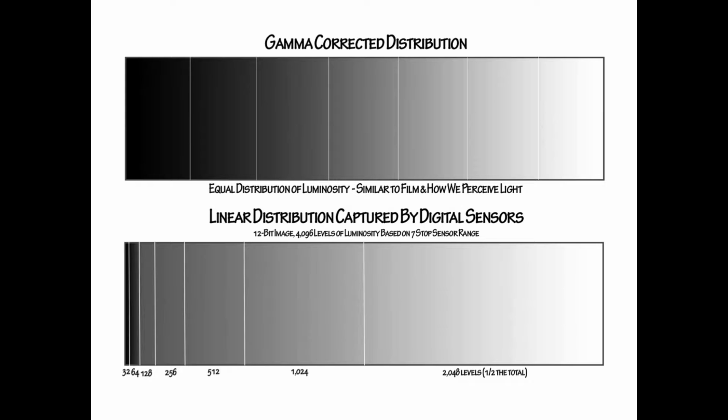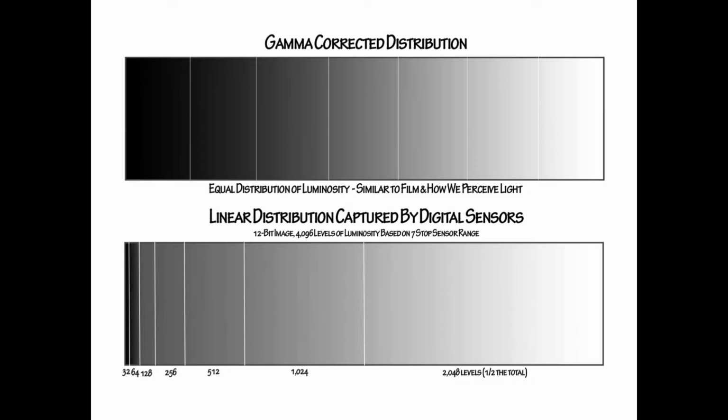So this is just a graphic representation of what I just talked about. The space between the vertical lines represents one stop of light. In this particular example, for a 12-bit image with a little over 4,000 levels of luminosity, roughly based on a 7-stop sensor range, it's similar to many of the earlier crop sensor digital SLRs and maybe some of the better and current point-and-shoot cameras.